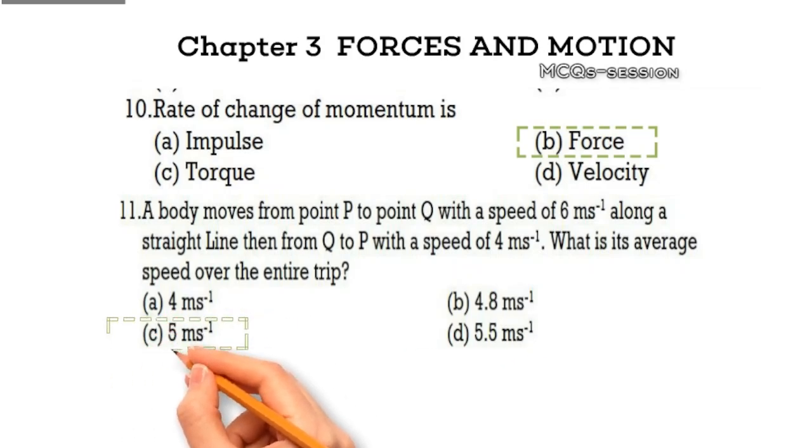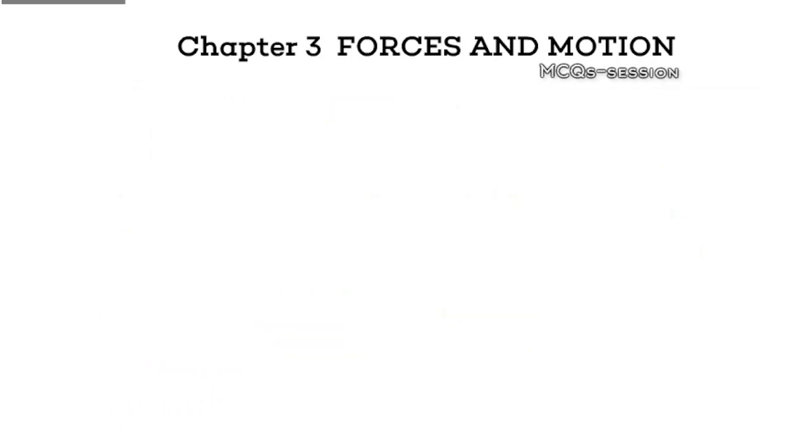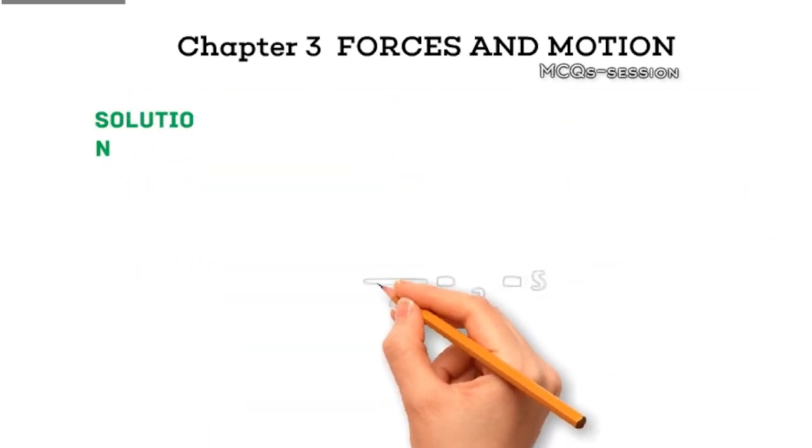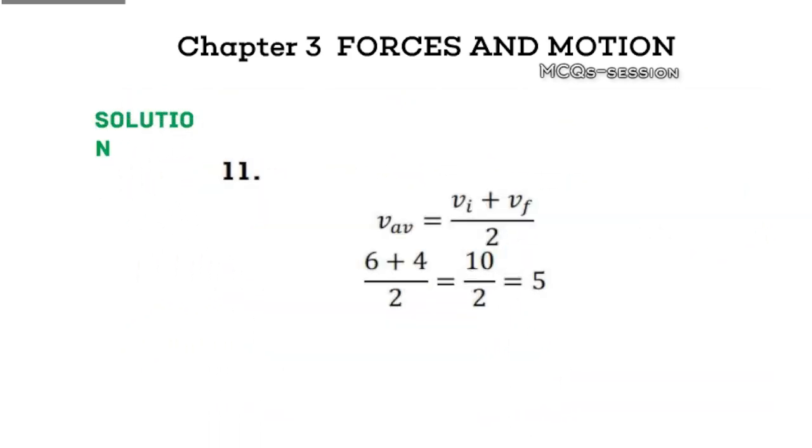The correct answer is C. 5 meters per second. Explanation: average speed is total distance over total time. Calculating this gives 5 meters per second.